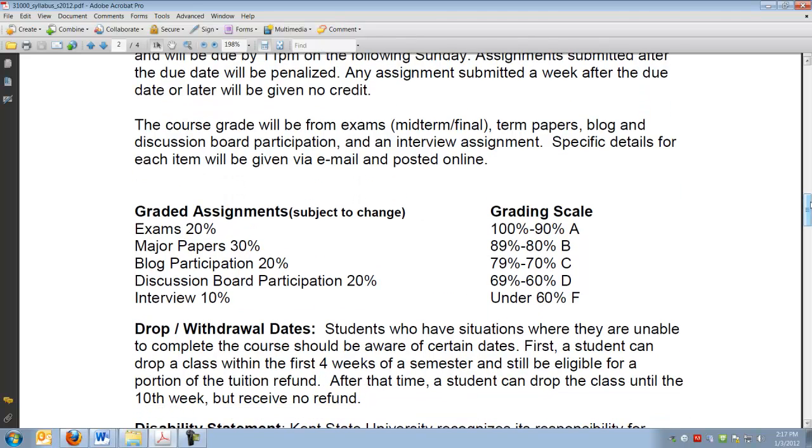Break down the grades. 20% will be for exams, 30% will be for major papers. Blog participation will be 20%. Discussion boards also 20%. And there's an interview project that's worth 10% of your grade. The grading scale is 90, 80, 70, 60.